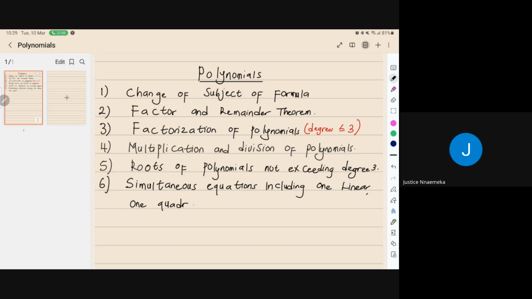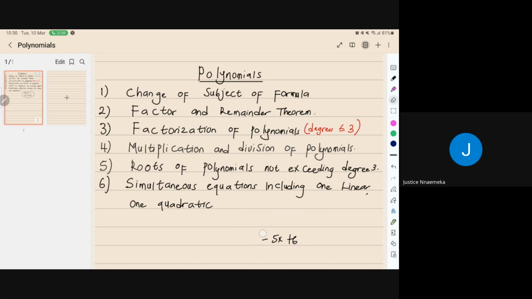What do I mean by one linear, one quadratic? A linear equation, the power of a linear equation is 1. That's what I mean by linear equation. And then one quadratic that has x raised to power 2. The degree of x in a linear equation is 1, right? So quadratic is the one that has 2. They're going to combine a quadratic equation and a linear equation, and you're expected to solve them simultaneously, right?